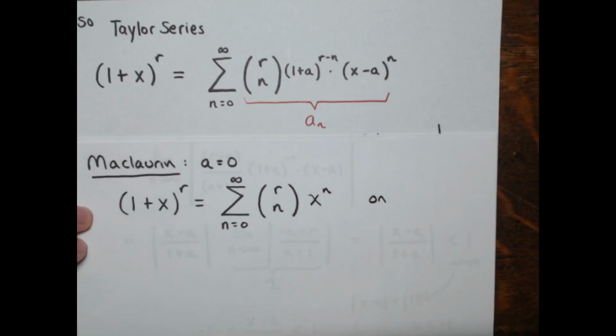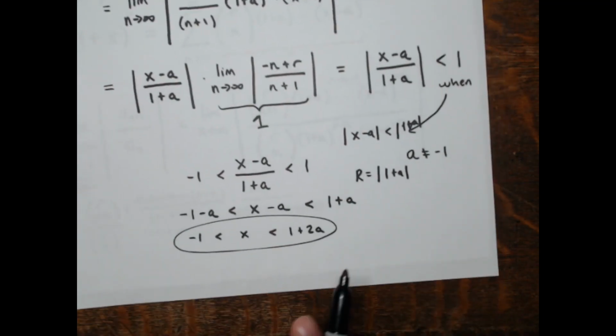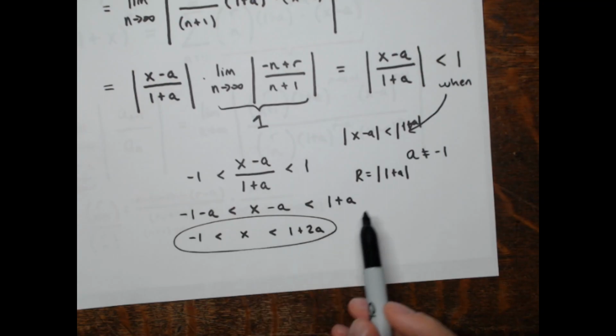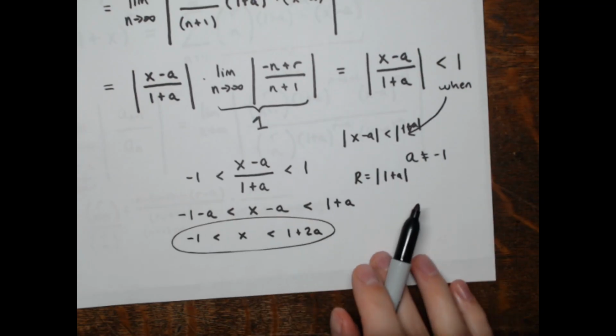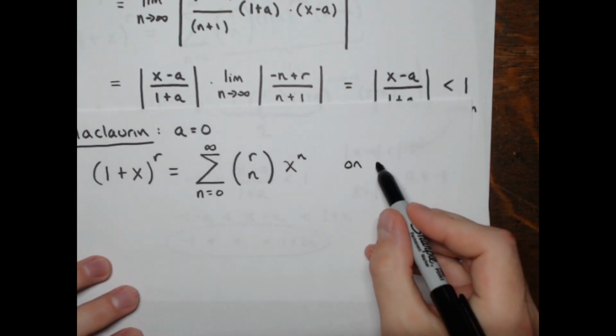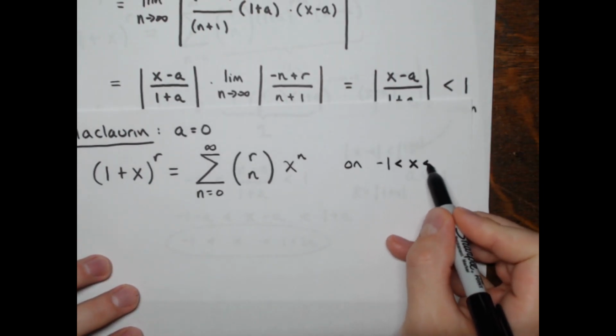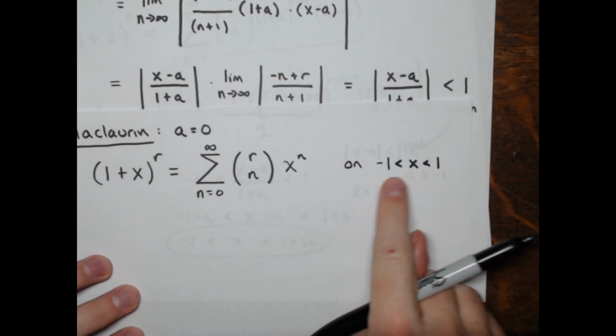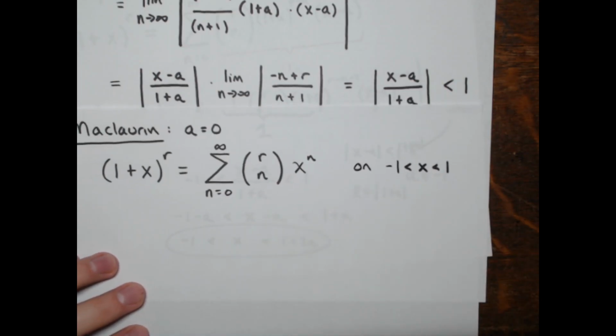And then the interval of convergence, if a is 0, this is just between -1 and 1 plus 0, right? And then the radius of convergence is 1. So just from -1 to 1. And if you were to check the ends, you could show that the series are divergent. All right.